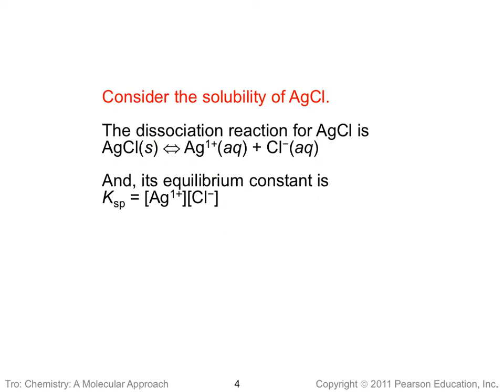Now, there are going to be some varying degrees of difficulty here, if you will, right? The dissociation for AgCl is pretty simple. It goes from AgCl as a solid to Ag+ and Cl-. So that Ksp turns out to be the concentration of Ag+ ion times the concentration of the Cl- ion.